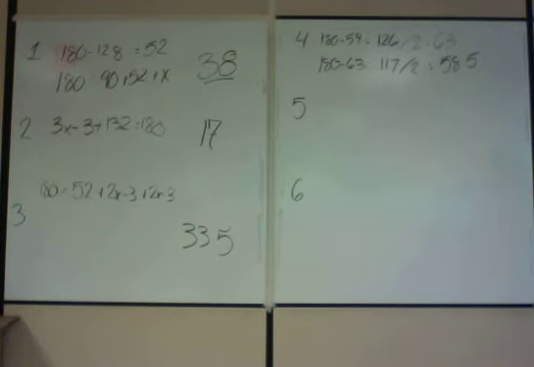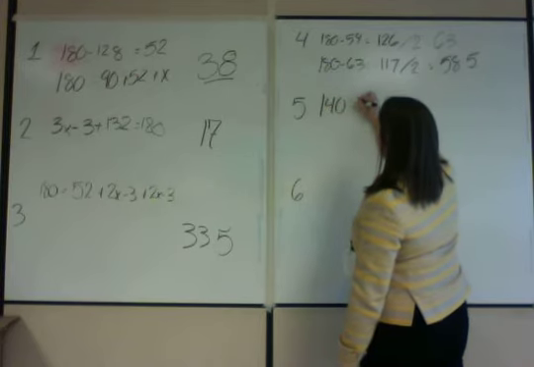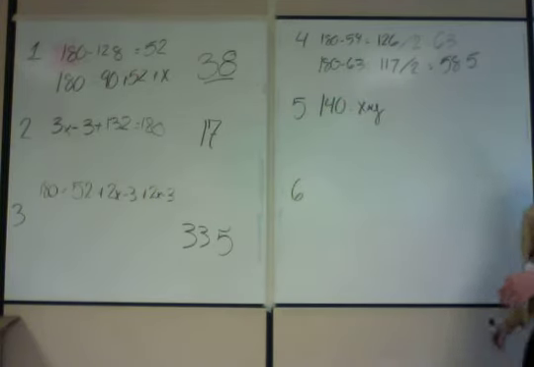Number 5. Given parallel lines J and K, solve for the value of X and Y. This one involves a whole lot of subbing in and understanding the angles. So since 140 and X and Y are vertical angles, I've got 140 equals X plus Y.